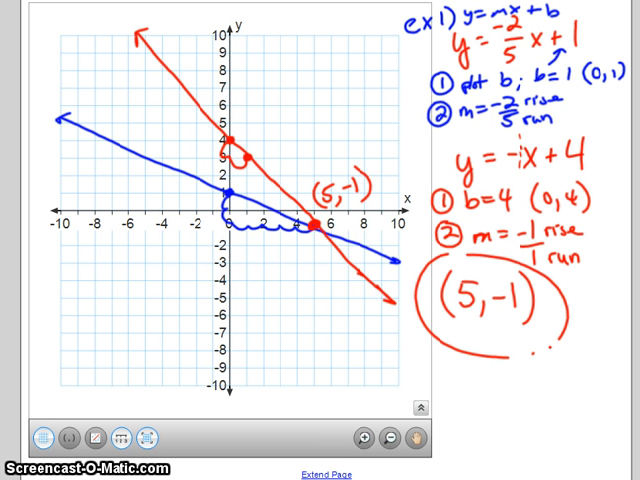Okay, if you notice, my lines aren't exactly at this point. They should be. That's why it's very important to draw your lines as straight as possible. Let's look at another example.